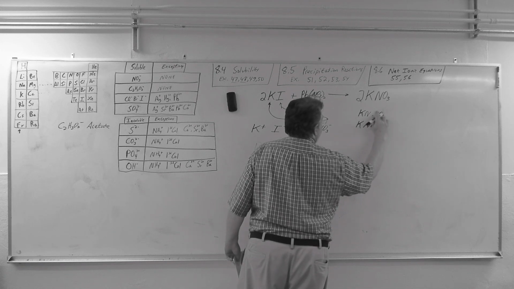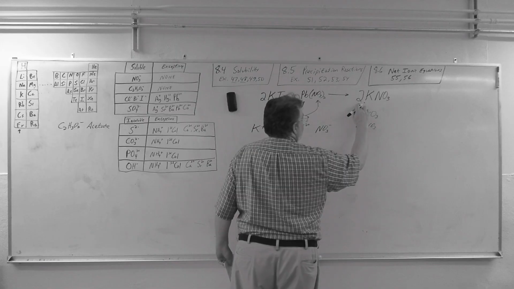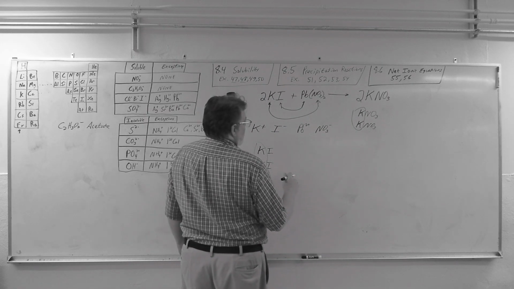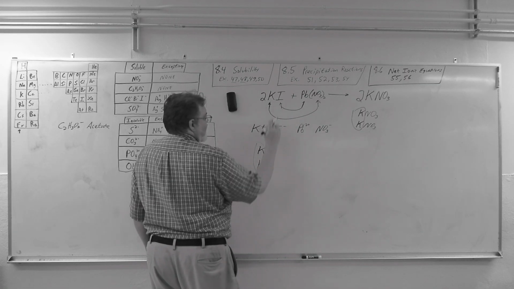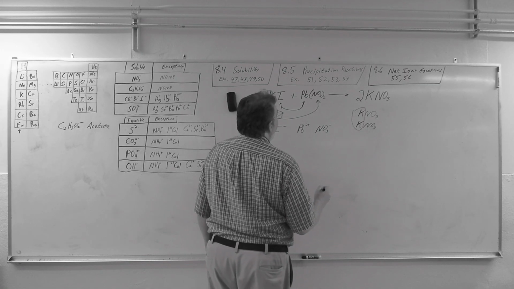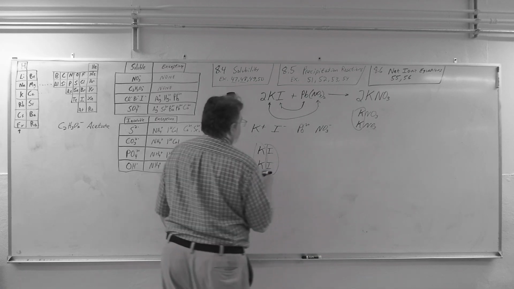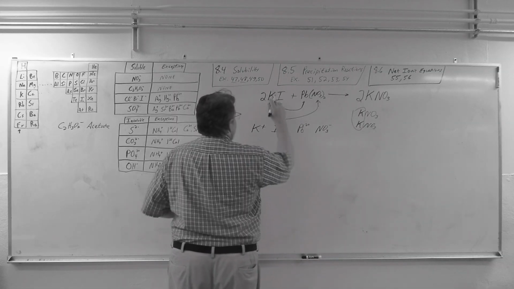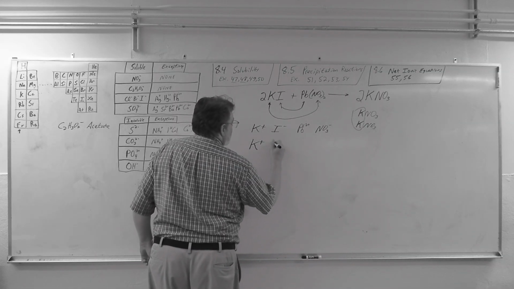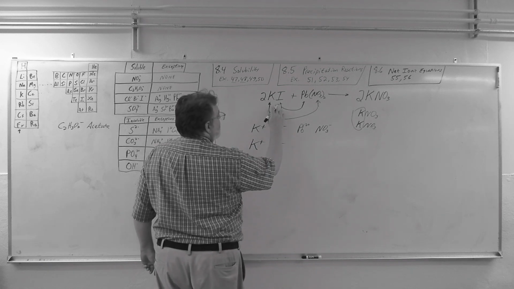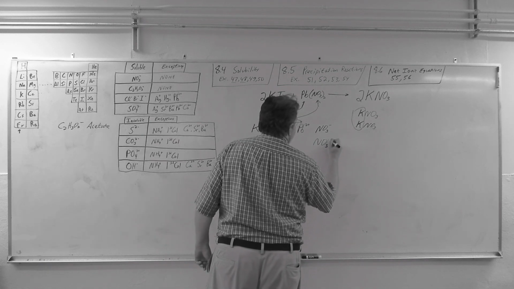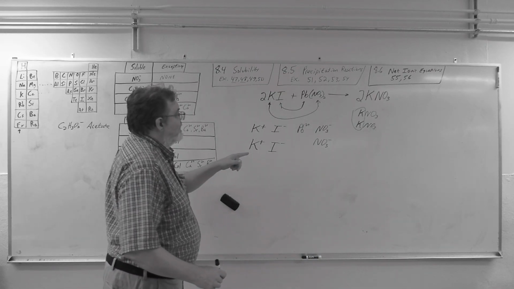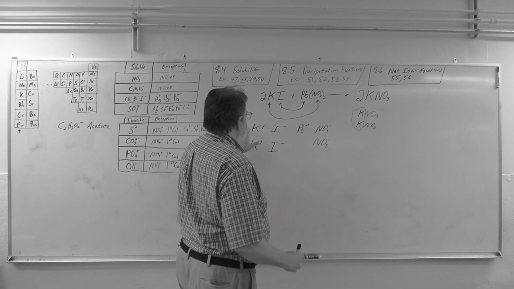I'll just write them together. That 2 literally means there's 2 of those. 2 Ks, 2 Ks. There's also 2 Is, and there's 2 NO3s. How do I do this? There's 2 of those, and then there's 2 NO3s. That's what's actually over here. So K and NO3, 2 of those, 2 of those.